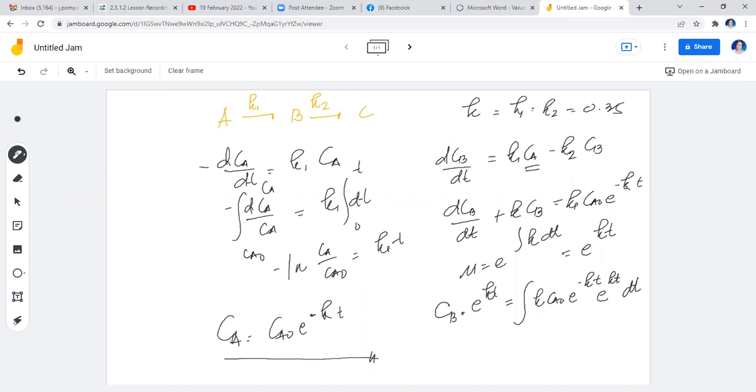You could see right away here that this would be a simple case of e raised to 0, or that would be 1. So your left side would be C sub B e raised to kt, and your right side would be k sub 1 C_A0 t plus the arbitrary constant of integration C. You get to determine this C after you substitute the initial condition that is given in the problem. So I'll show that to you on the next slide.